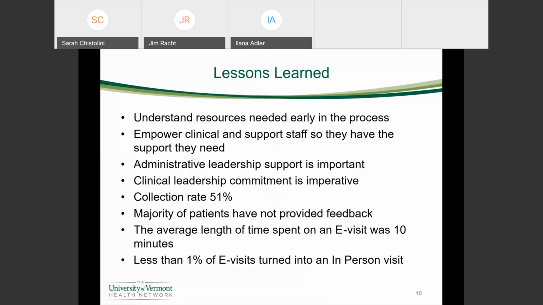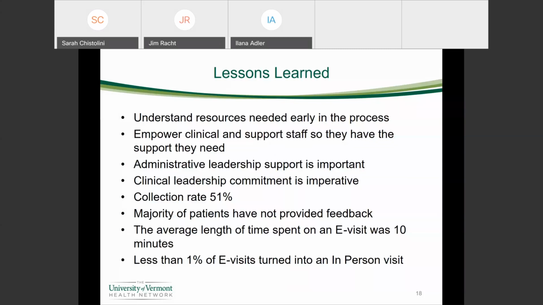Things that we learned: really understand the resources that you need as you build. Make sure that your clinical and support staff are feeling empowered and able to speak to this process, because they speak with patients all the time. So if a patient is calling and wanting an appointment for red eye, do they really need to come in and be seen, or is this appropriate? That's something that you can work with leadership and your operational team to speak with patients about.